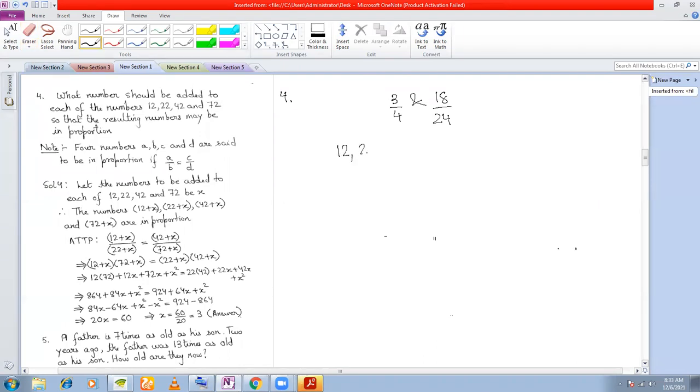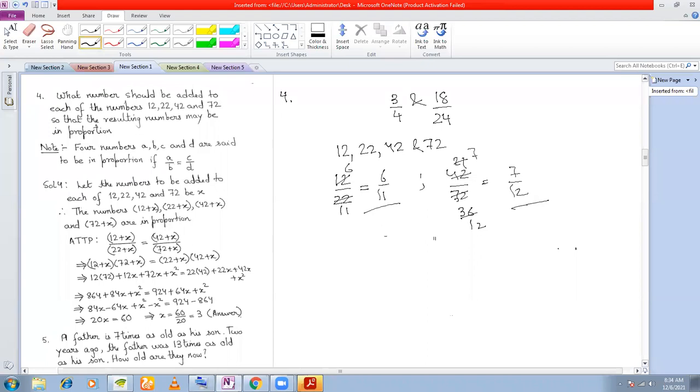Tell me, are these numbers 12, 22, 42, and 72 in proportion? Check. 12 by 22 is equal to how much? Reduce it to the lowest form: 6 by 11, right? And next check 42 by 72. Again reduce this: 21 by 36. Let's again cancel: 7 by 12. So are these two, 6 by 11 and 7 by 12, in proportion? They are not.